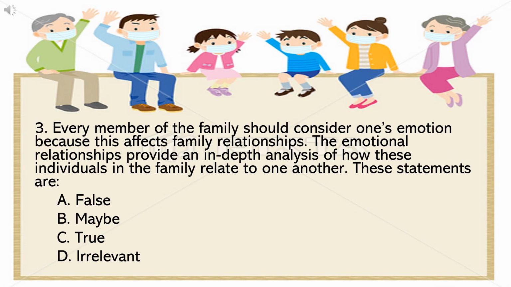3. Every member of the family should consider one's emotion because this affects family relationships. The emotional relationships provide an in-depth analysis of how these individuals in the family relate to one another. These statements are A. False, B. Maybe, C. True, D. Irrelevant.